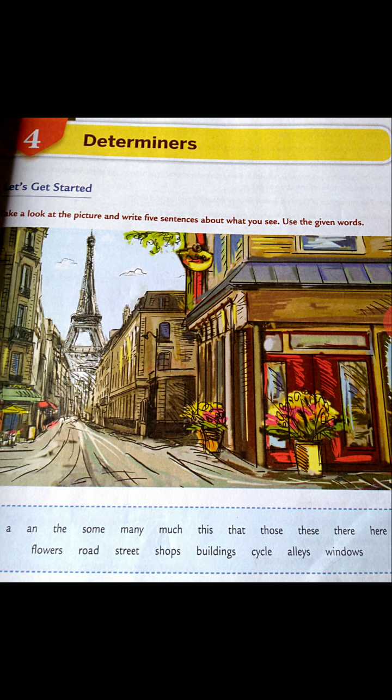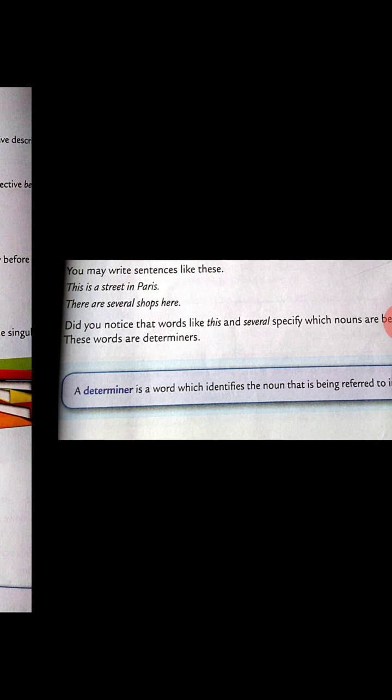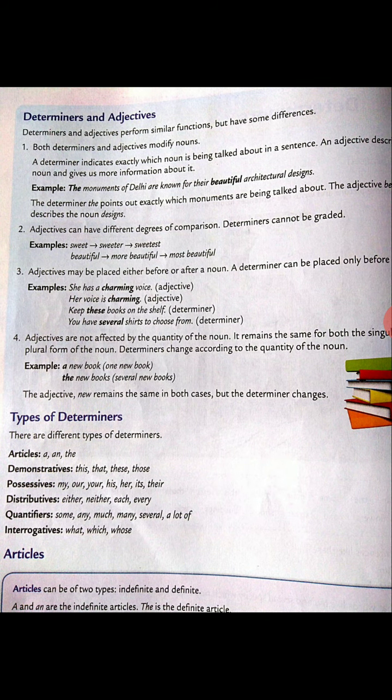Now, we have the determiners and adjectives. Now, you can sometimes be very confused with determiners and adjectives, children. So, you have to be very, very clear what is the difference between a determiner and an adjective. Determiners and adjectives perform similar functions but have some differences, children. First, both determiners and adjectives modify the noun. They tell us about the noun in a sentence.